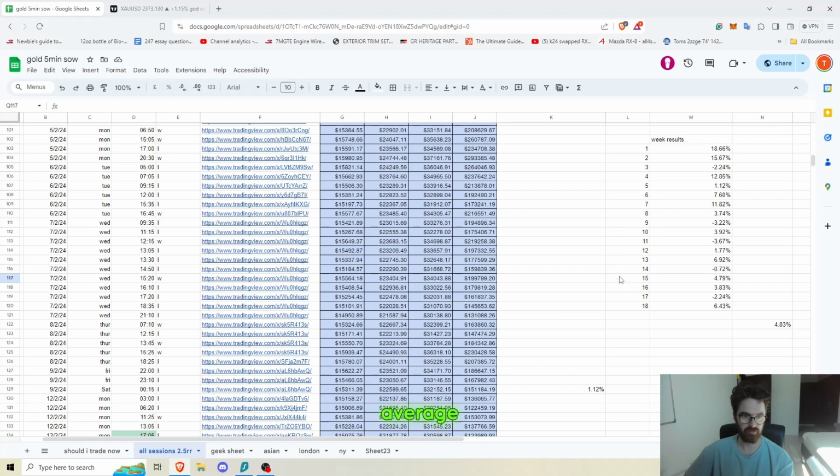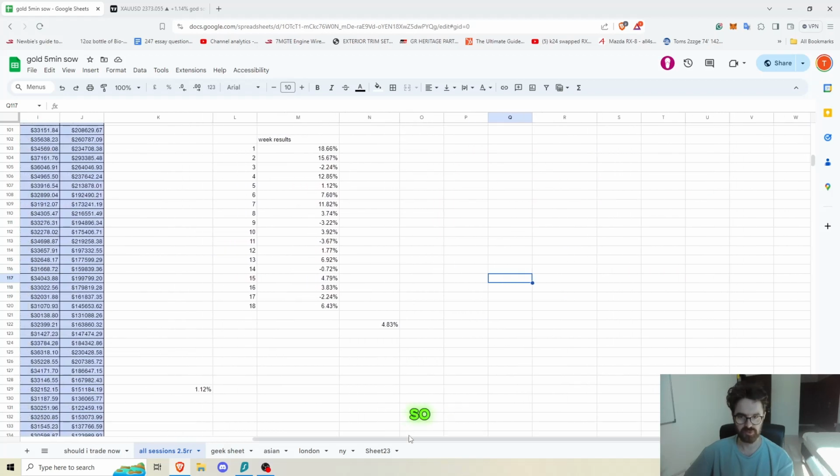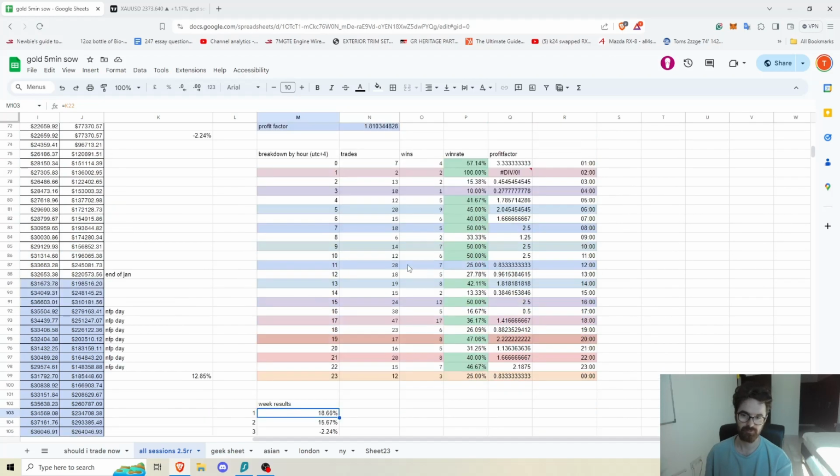We've also got the average by week, so you can see that this is the amount it has made each week. We are currently on week 18. I've put week 18 in just simply because I don't think there's going to be another trade in for this week. You can see that our average per week gain is 4.81%, and again, this is at 1% risk per trade. And you can see that our highest win rate was 18.6.